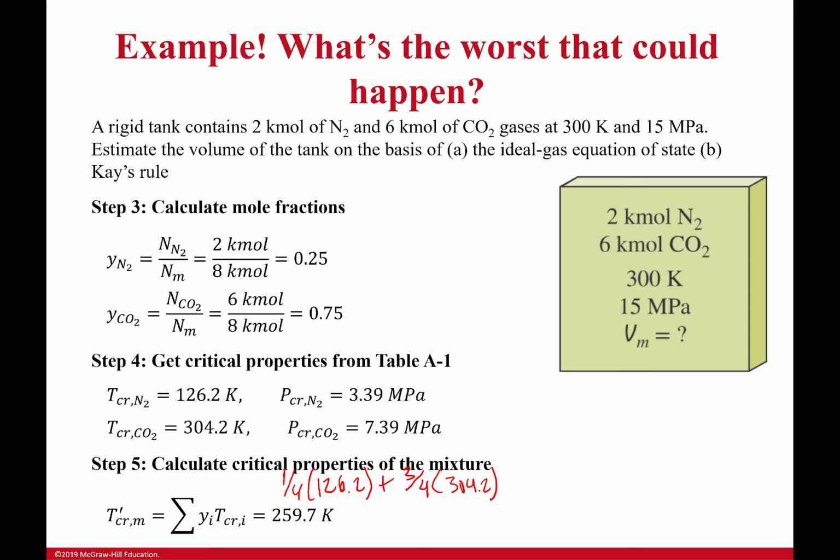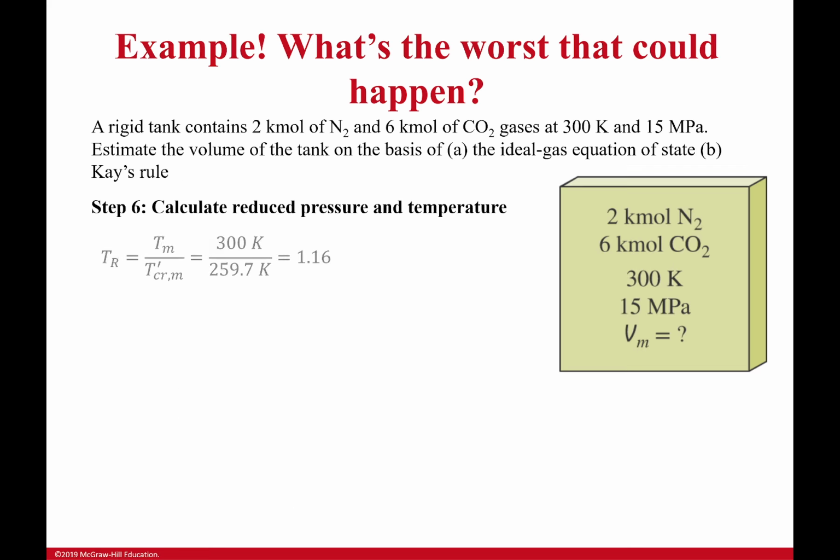And that's what gave me 259.7. And then I would do the same thing for my pressure to get my critical pressure of my mixture. Now, once I have these critical properties, I can go ahead and get that reduced pressure and reduced temperature, so I can then go to that chart and find my compressibility factor. So this is not hard to do.